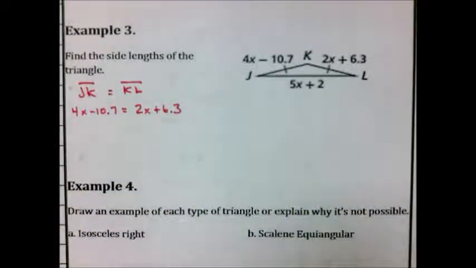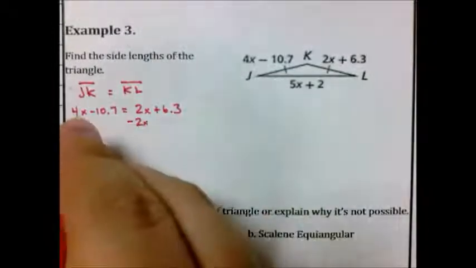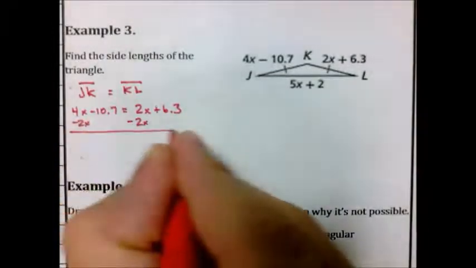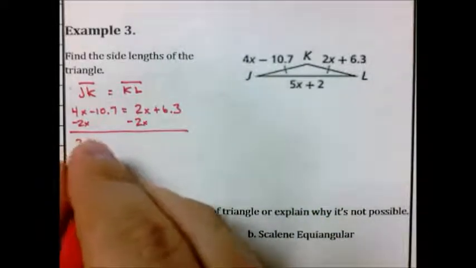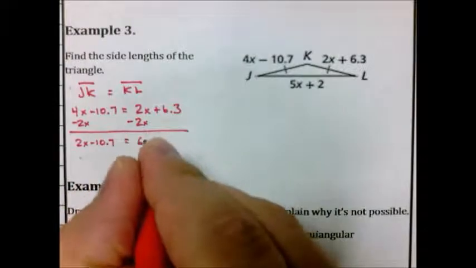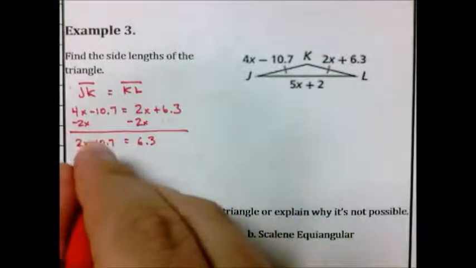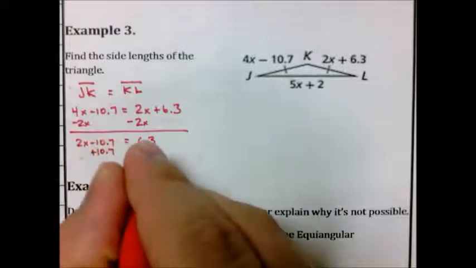And we're going to go ahead and solve for the x's. I'm going to get those on the same side, so I'm going to subtract 2x from both sides. We end up getting 2x minus 10.7 equals 6.3, which is the only thing left after those cancel out. Then to get rid of this 10.7, we have to add 10.7 to both sides.